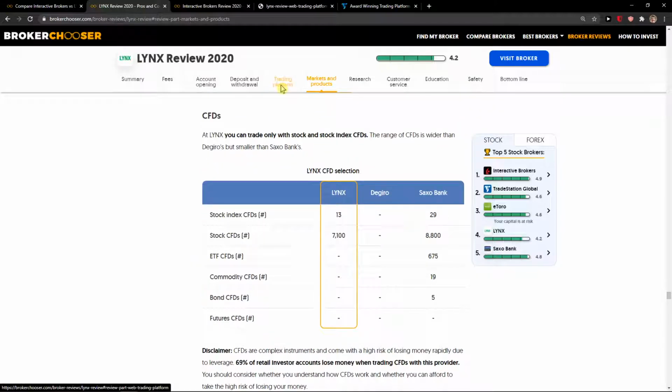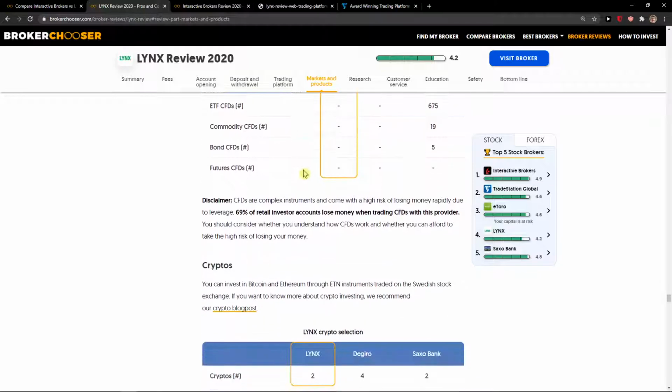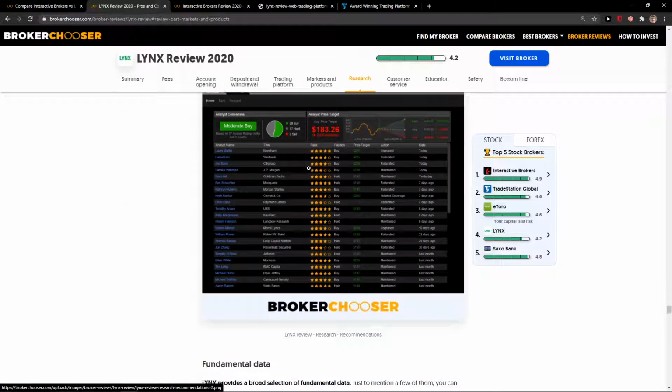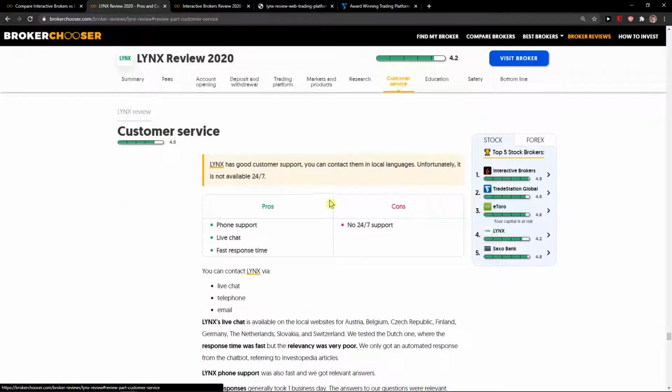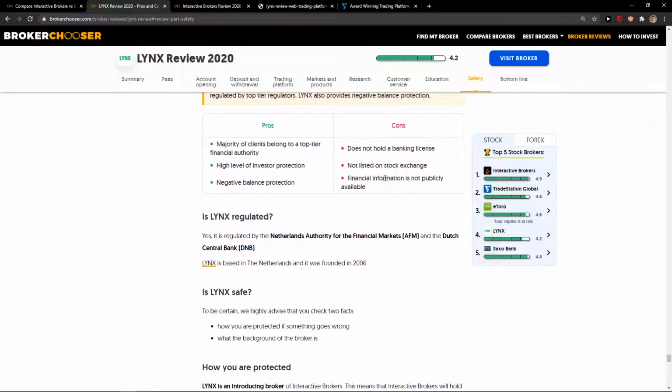The trading platform on both of these is all right, it's nothing special, and even in Interactive Brokers it's more difficult to do something. You're going to see the research that you can do here, and customer service again on both of these platforms is fine. Then you get safety. These two brokers are safe, and they're going to cover you up to €85,000, and that's pretty much it. So if they would go bust.